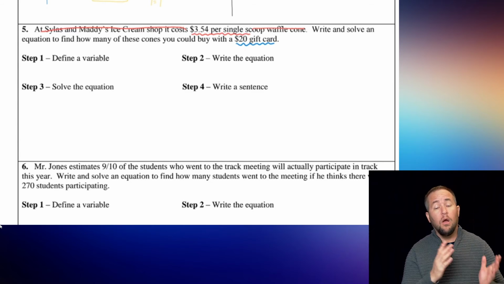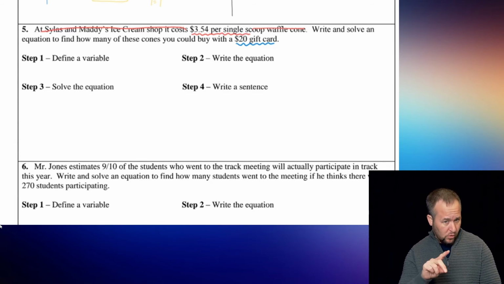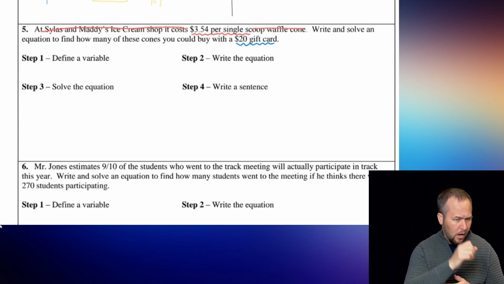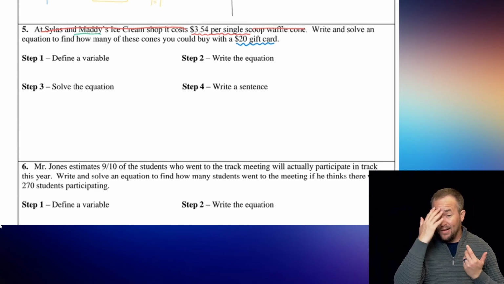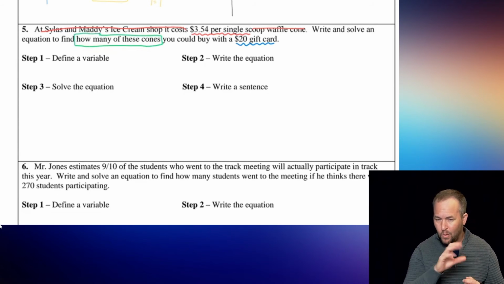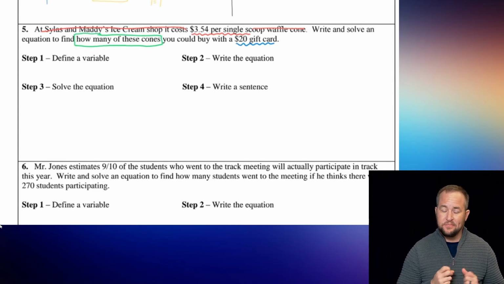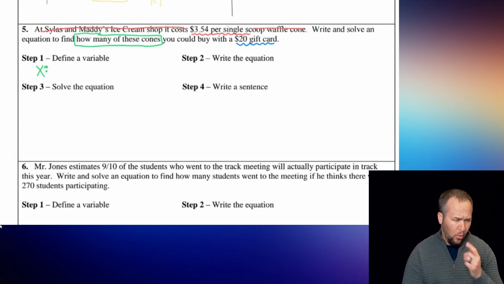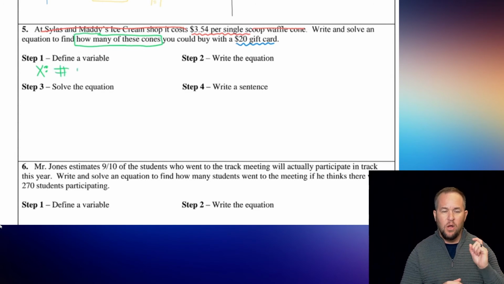And then I have a $20 gift card. Write and solve an equation to find how many of these cones you could buy. So what I don't know is actually indicated right here. It says how many of the cones. I don't know that. So for our variable, you can use whatever variable you would want. I like staying very boring with the x. So x is going to be the number of cones.